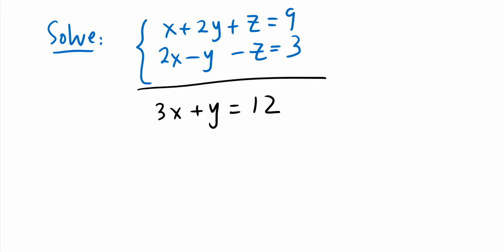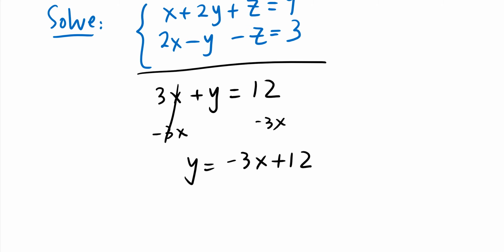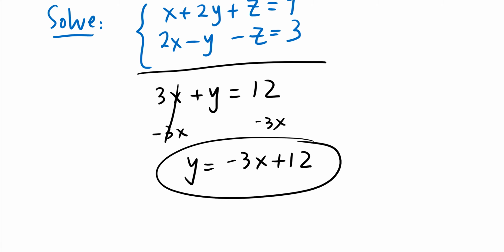You really need a third equation. But how do we then present the solutions to such a system? The way we do it, if I subtract 3x on both sides, we get y equals negative 3x plus 12. So what I did, I found y in terms of x. And I'm going to say, let x equal x.